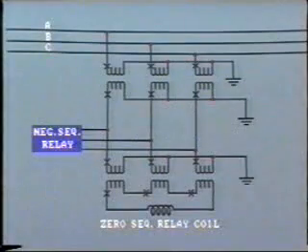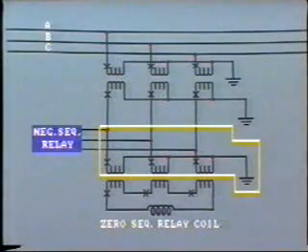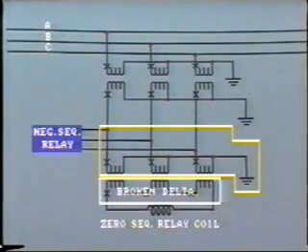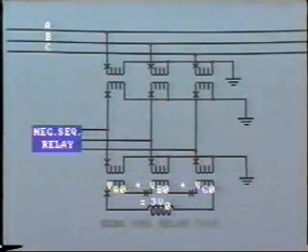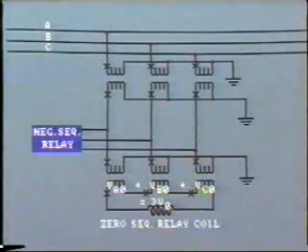Additionally, to detect zero sequence voltage, an auxiliary transformer can be connected like this. The primary is Y connected with the secondary in broken delta. The zero sequence voltage in each phase is summated and fed to the voltage coil of the ground relay. We'll be talking more about this in future tapes.